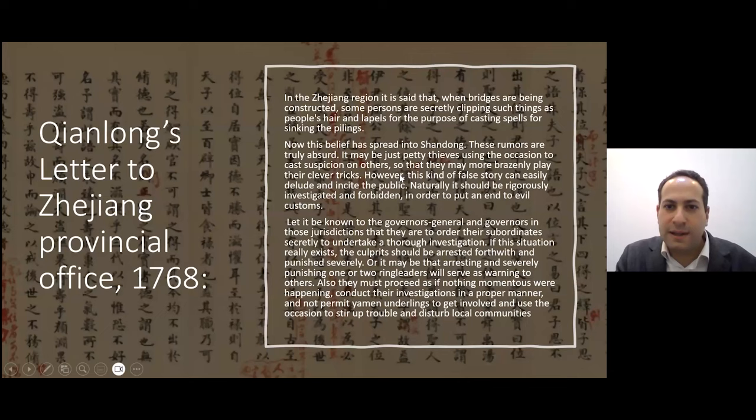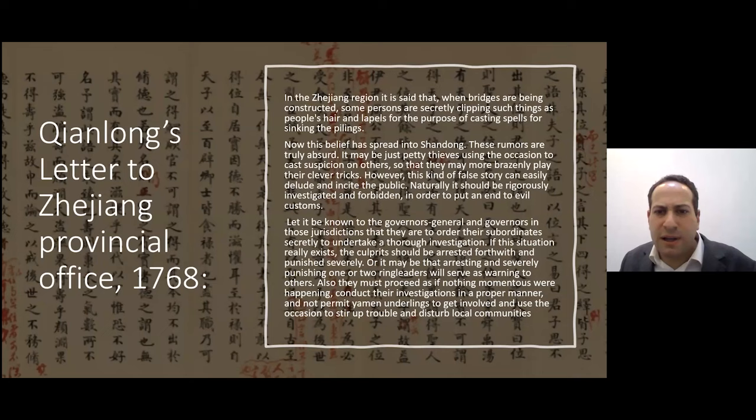Here I think maybe we can just quickly see what Qianlong wrote about it. And it shows his fear and his paranoia about people that were still quite anti-Manchu. In the Zhejiang region, it is said that when bridges are being constructed, some persons are secretly clipping such things as people's hair and lapels for the purpose of casting spells for sinking the pilings. Now, this belief has spread into Shandong. These rumors are truly absurd.